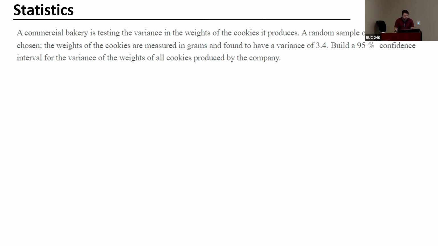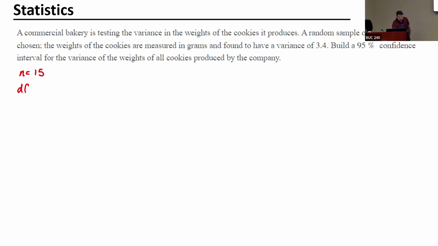A commercial bakery is testing the variance in the weights of cookies it produces. A random sample of 15 cookies is chosen. The weights of the cookies are measured in grams and found to have a variance of 3.4. Build a 95% confidence interval for the variance of the weights in all cookies produced by the company. Okay. Let's go through with what we know and then I'll get into the formula. We do have an n value. That's our number of samples, right? n is going to equal 15.